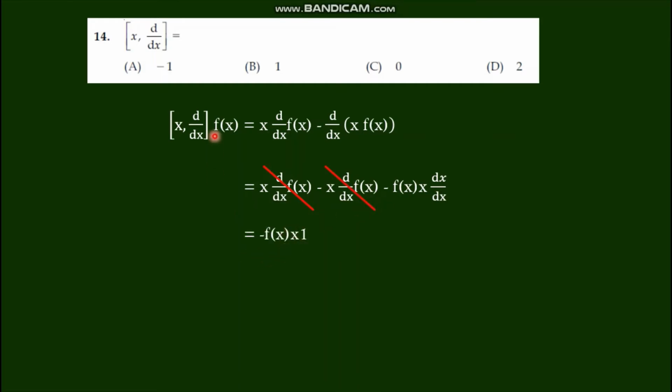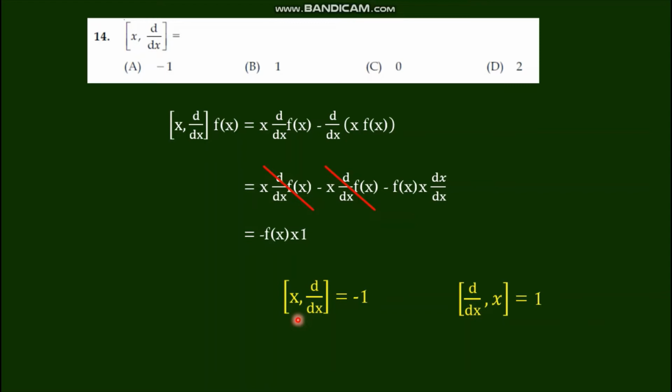So now we can remove this function to get the correct answer. [x, d/dx] equals minus 1, and also remember if the terms are interchanged, like d/dx and x, the value will be 1. So don't forget this. It's simple to do this exercise. You can just go through that.